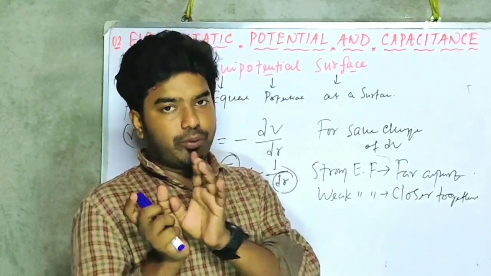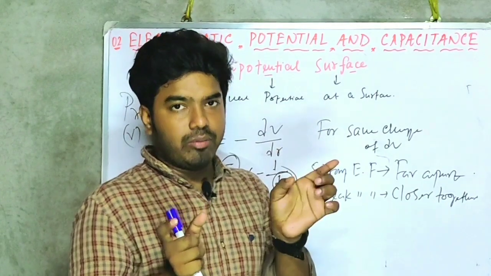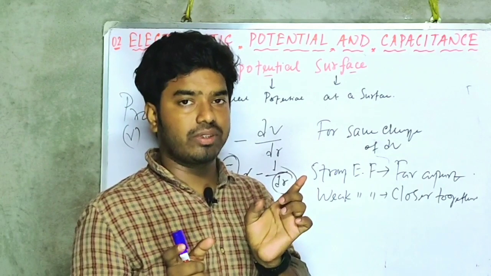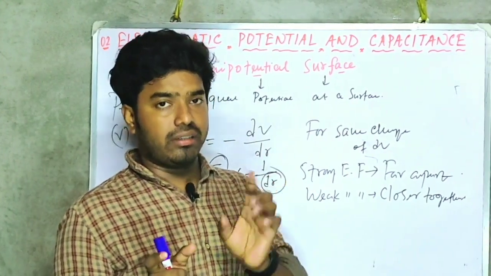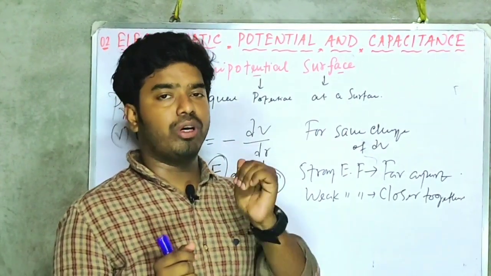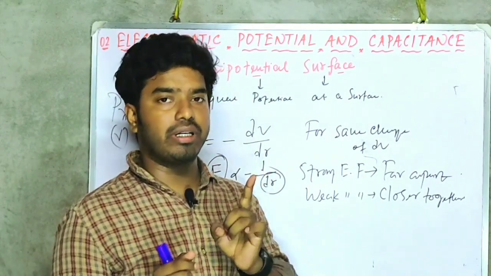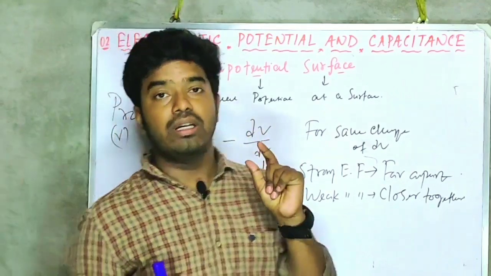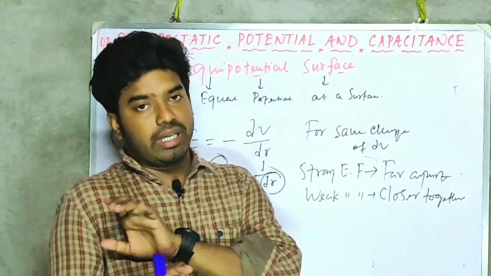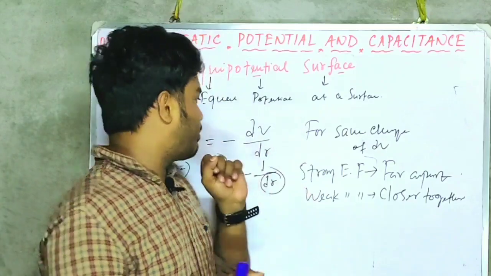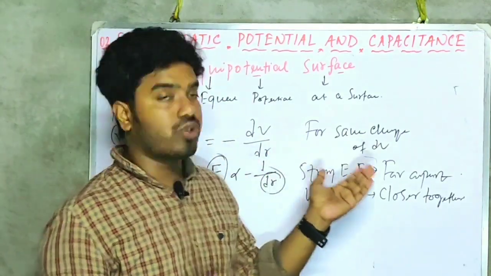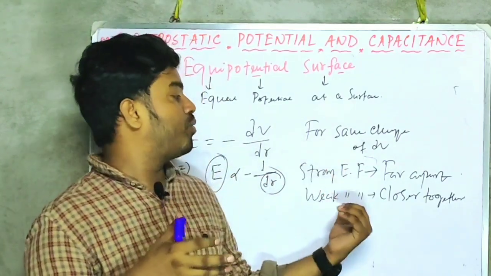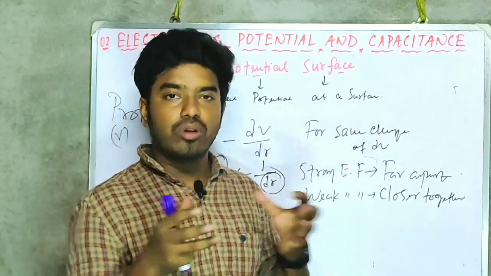First property of equipotential surface: the potential difference is 0. Second property: no work is done in moving a test charge over an equipotential surface. Third property: the electric field is always normal to the equipotential surface. Fourth property: no two equipotential surfaces can ever cross each other. And fifth property: for a strong electric field the equipotential surfaces are closer together, and for a weak electric field they are far apart.